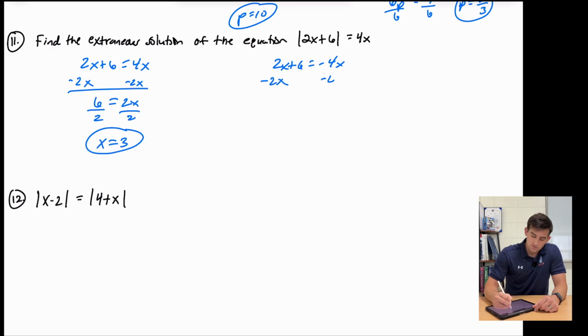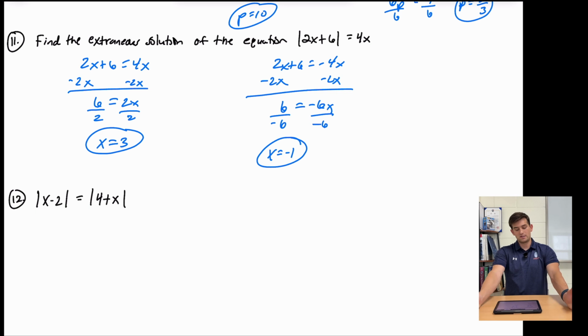Here, if I subtract 2x, we get 6 is equal to -6x, and we divide by -6, and we get x equals -1. So now we have two possible solutions. One of them is extraneous. Well, whenever I have an absolute value that's equal to a variable or the product of a number and a variable, we do not want our absolute value to be equal to a negative number.